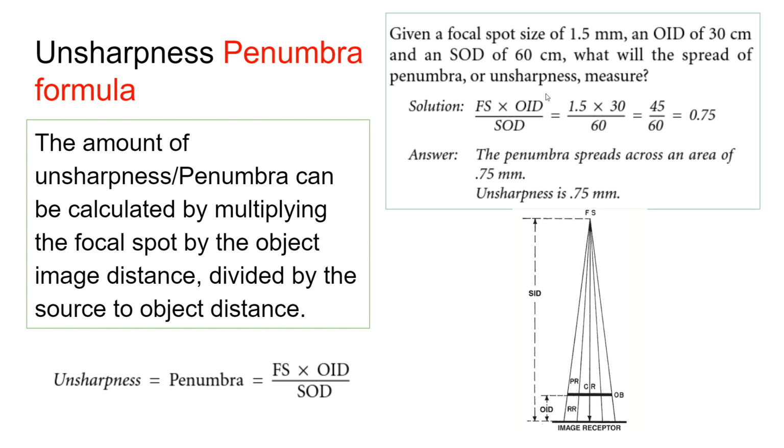So here's one, let's try this. Given a focal spot size of 1.5, and an OID of 30 centimeters, and an SOD of 60, we do all the math. We end up with 45 divided by 60. Remember the whole PEMDAS thing, right? You've got to do the correct math. Does anyone not know PEMDAS? You do the thing in parentheses first, and then exponents and multiplication, division, right?